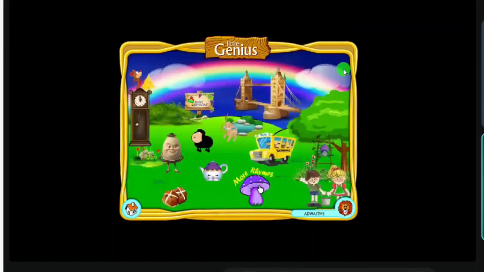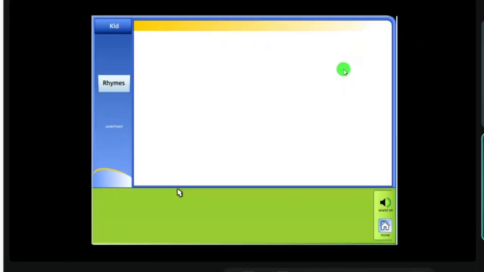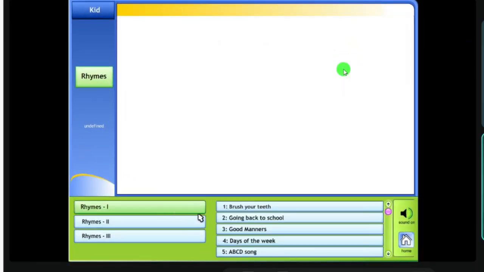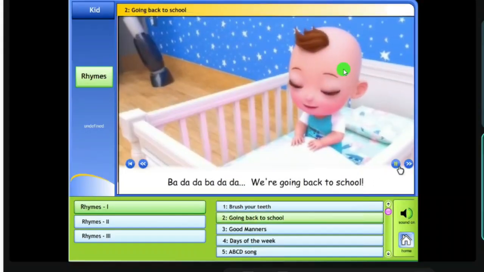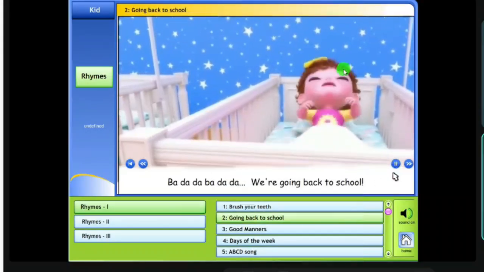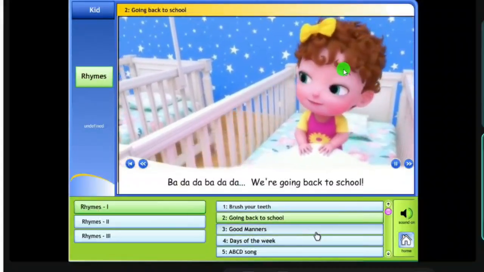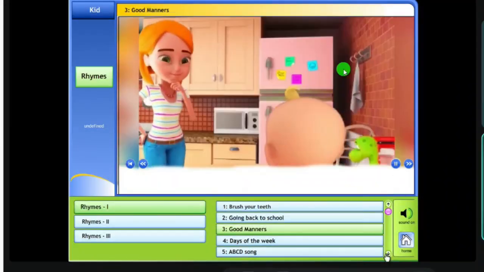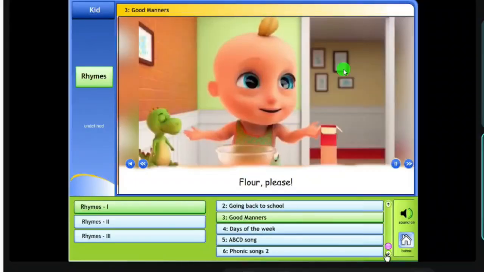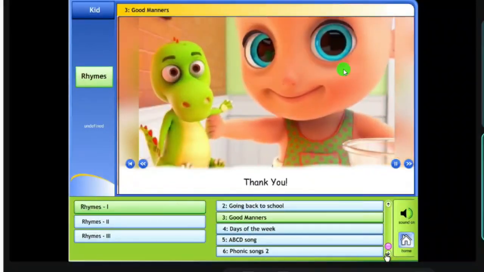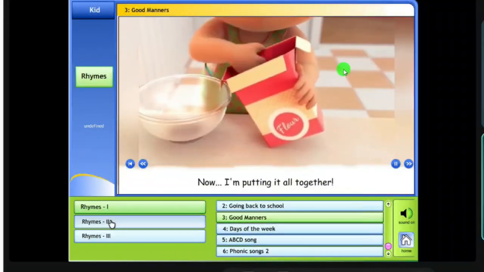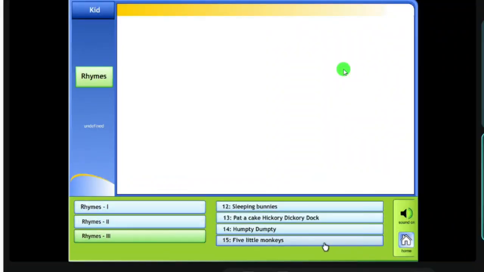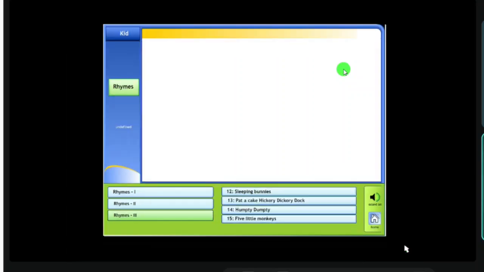And in that, if you go to rhymes, you have many options of rhymes. These are all rhymes. See. Then more rhymes if you want. You have rhyme 1 if you want. See, going back to school, and good manners. Then if you click here, you have 15 in this section and more than 7, 8 or 11 in the other section. So these are rhymes.